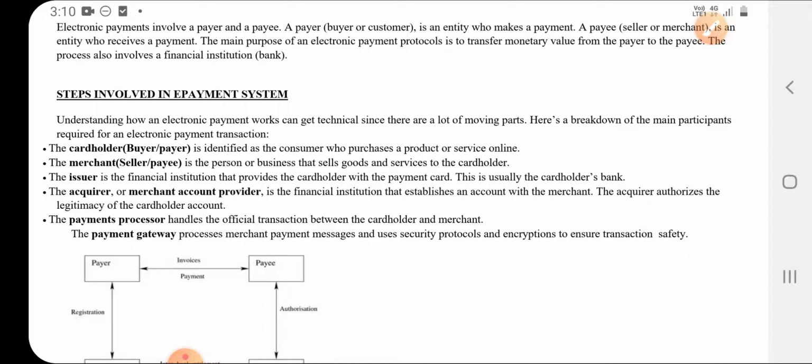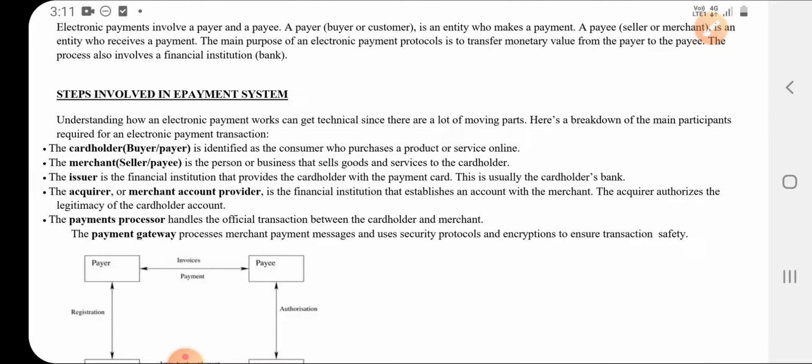Issuer. Issuer is a financial institution that provides the cardholder with the payment card. This is usually the cardholder's bank. Suppose you have a credit card or debit card, that particular card may be provided to you through a particular bank, maybe ICICI or State Bank or Indian Bank or HDFC, any bank. The financial institution from which the person gets his credit card or debit card is called issuer.